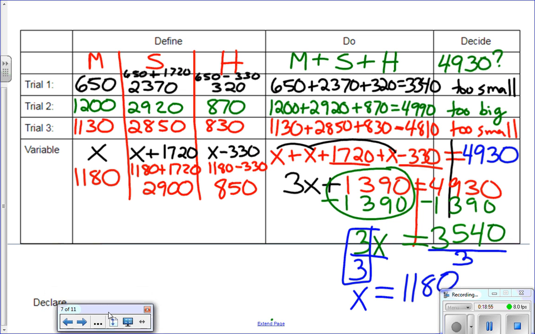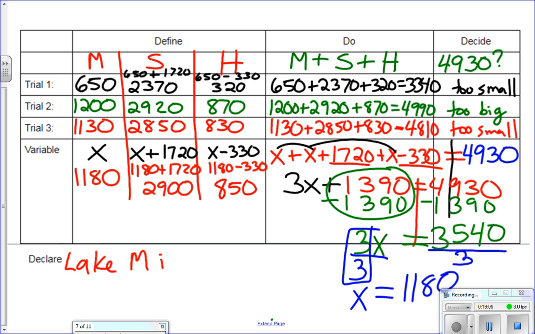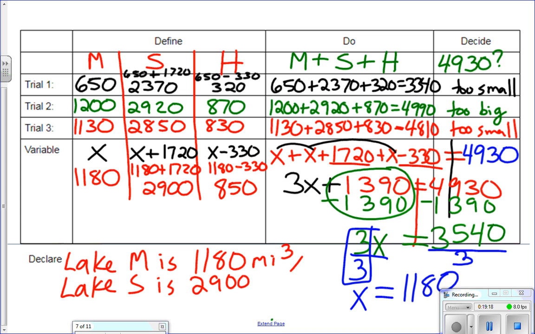So the last step is then to write a declare. Okay, so I'm going to write out a complete sentence for each one of my lakes. So Lake Michigan, I'm just going to say Lake M, is 1,180 miles cubed. Lake Superior is 2,900 miles cubed. And Lake Huron is 850 miles cubed. Okay. Any questions about that?